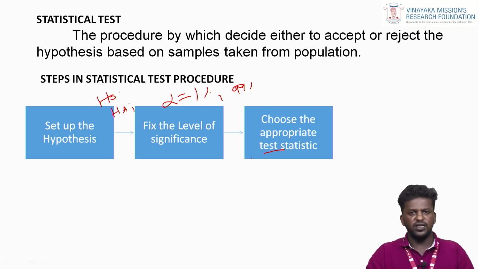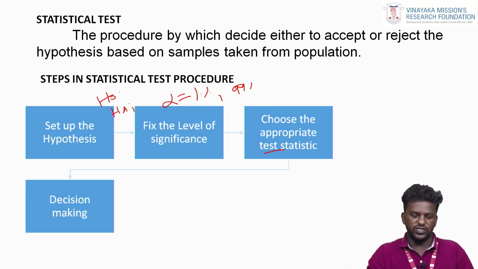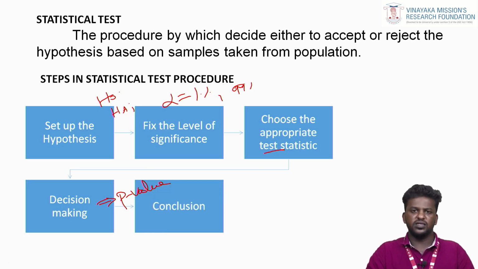There are many tests available. For example, if you want to compare your groups or variables, you run a t-test. So choose the appropriate test statistic based on your data set and your objective. Then decision making. Decision making is based on the p-value, that means probability value. Then conclusion: you make a conclusion about the hypothesis.